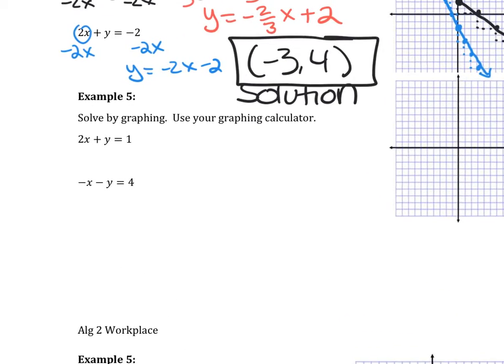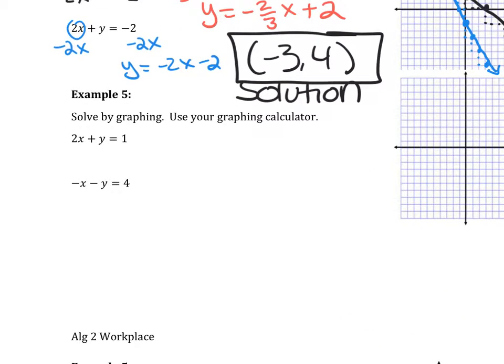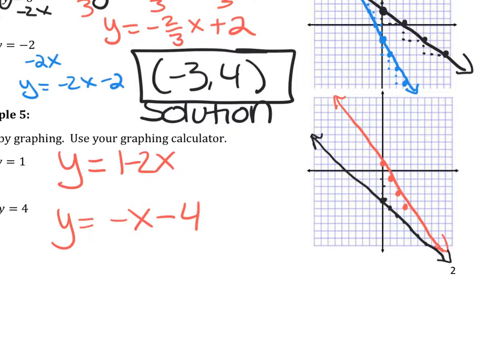All right, example 5. So solve by graphing using the graphing calculator. Can you guys take a minute and do this one on your own? You need to get y by itself, then plug them both into your calculator, and you can use your intersect button or look at your table, but find the solution. When we sketched it, our coordinate plane isn't quite big enough to see the intersection point, so this is where your calculator comes in handy.